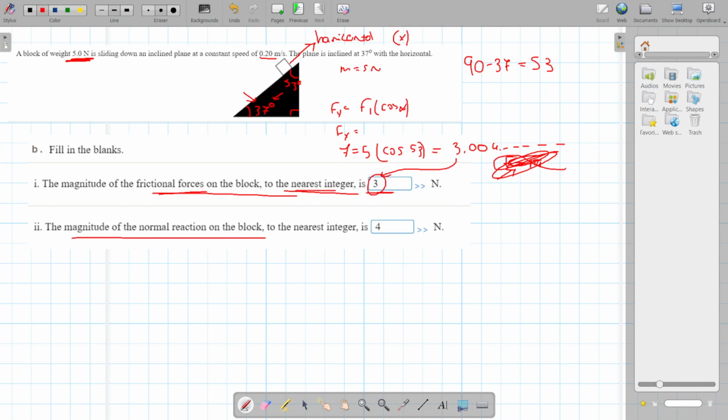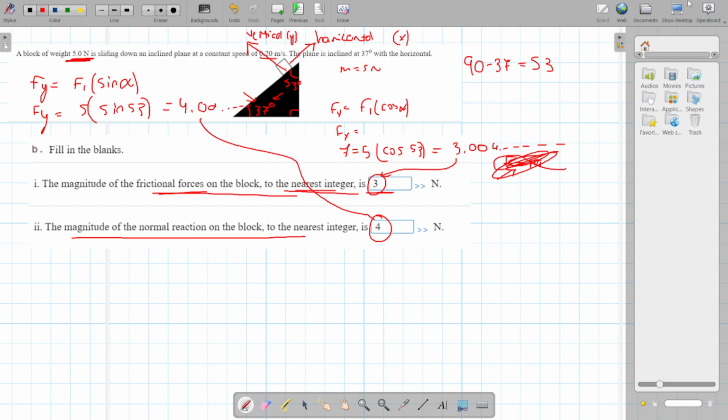And now you're going to tell me the magnitude of the normal reaction. The normal reaction, or the normal force, is the one that goes up. So obviously this is the vertical, or the y component of the force. We know that for Fy you use the sine. So F1 times sine of the angle this time. For Fy, F1 which is 5, times sine 53, which is 4 point something, a long decimal. When you round it, you get 4. I hope you understood this.